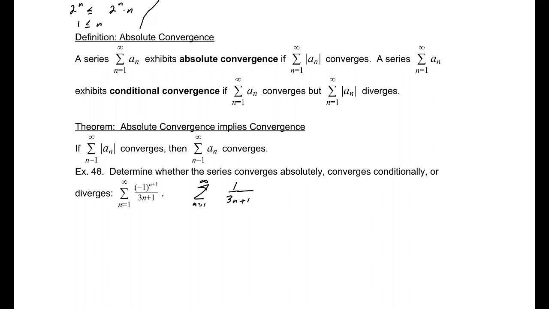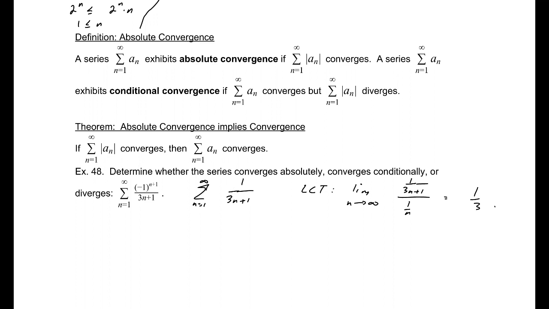Now, it appears we might be able to compare that to 1 over n. Okay, so let's do a limit comparison test. The limit as n goes to infinity of 1 over 3n plus 1 divided by 1 over n is going to be, once we rearrange that, 1/3.